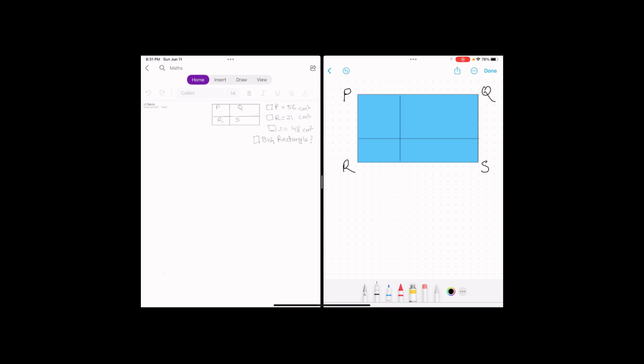Three of those rectangles are given. P is 56 square units. Rectangle R is 21 square units. Rectangle S is 48 square units. And we have to find the area of the bigger rectangle. So knowing that we have the areas of rectangles P, R, and S, we have to find the area of rectangle Q and then add them all up.